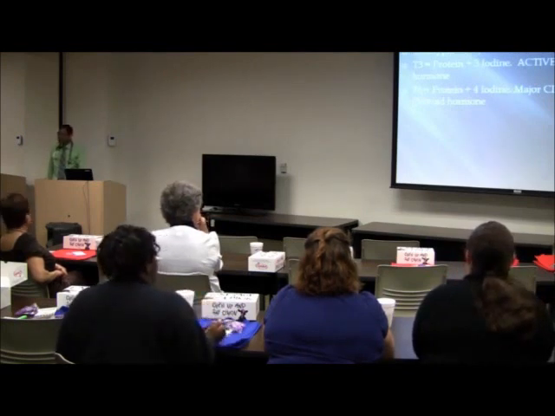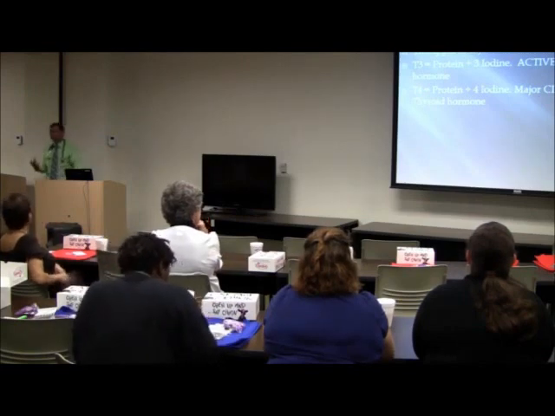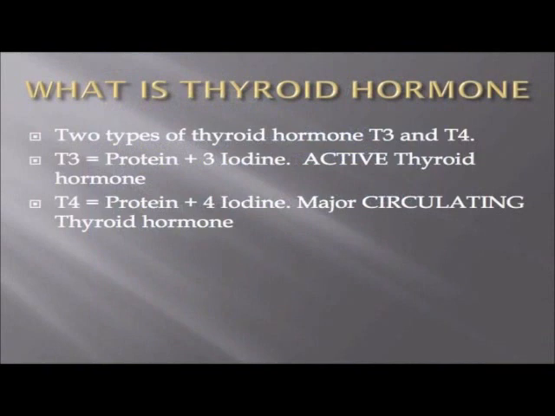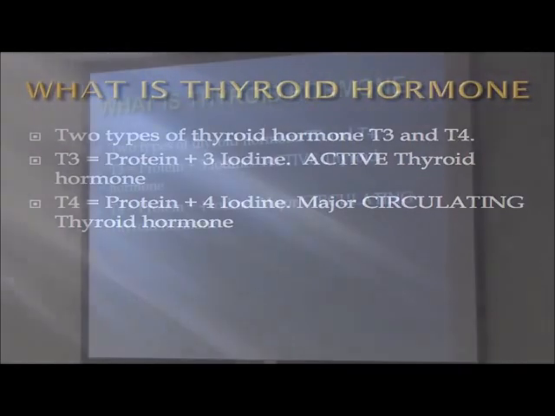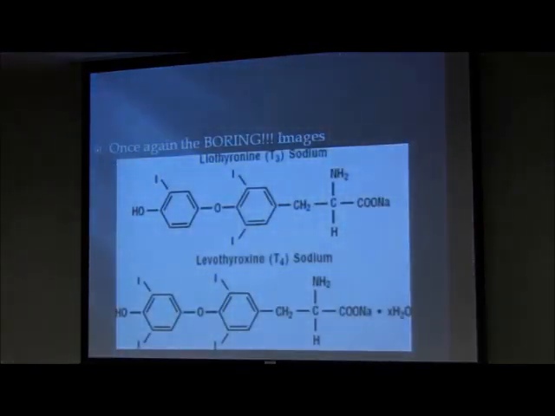Now, there are two types of thyroid hormone, T3 and T4. Basically, what the thyroid does is it takes a protein and puts some iodine on it, and when it puts 3 iodines, it's called T3. That's the active thyroid hormone, but it's kind of unstable. So it puts a 4th iodine on it, which makes it more stable, and secretes the T4 into the blood. So the major circulating hormone is T4, but the active hormone is T3.